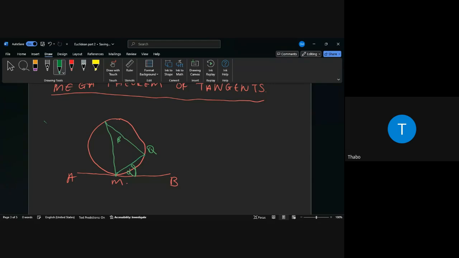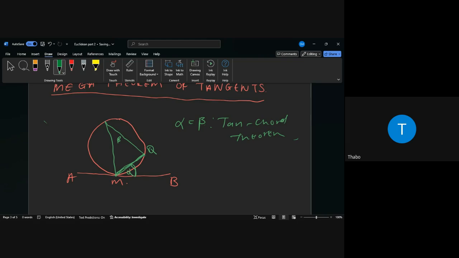So let me repeat. The angle that is made by this chord, MQ, and the tangent AMB, is equal to the angle that the same chord MQ subtends at the circumference of that circle, meaning your alpha must be equal to your beta. When you write the reason, you just write tan-chord theorem, which is what we are going to prove, you and I.